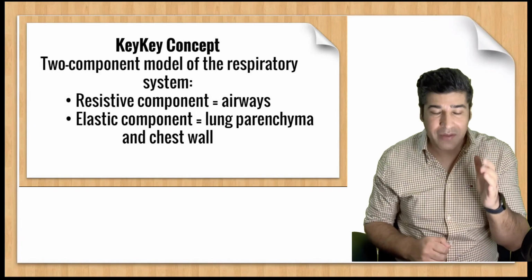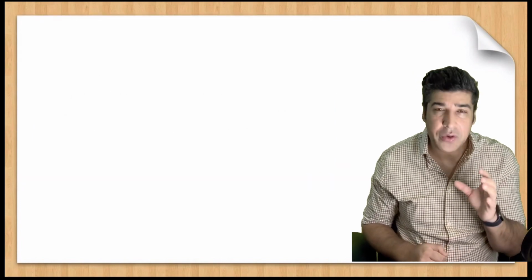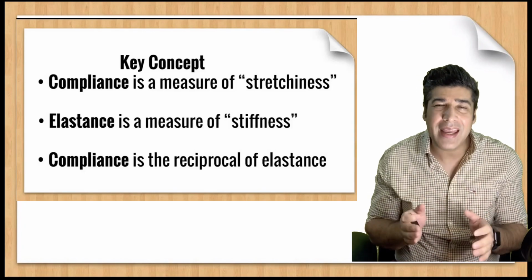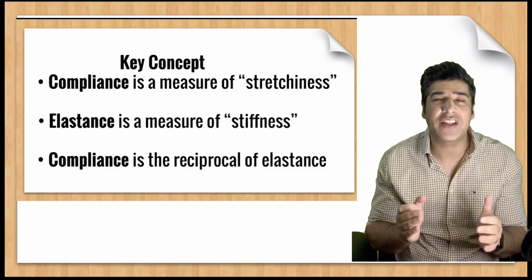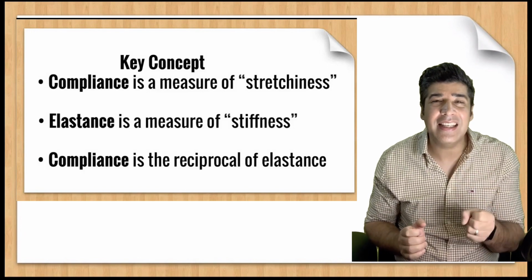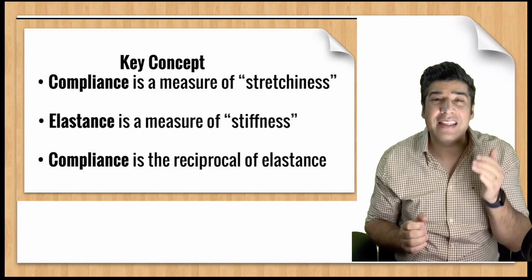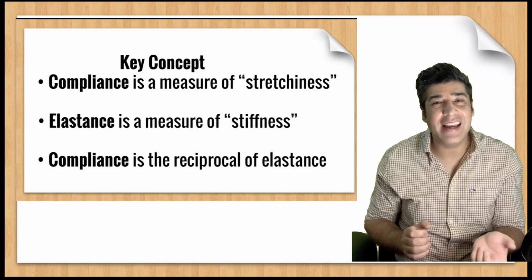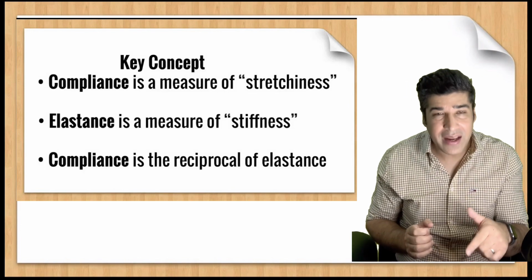Now, there are terminologies that we should know. What is compliance? Compliance is simply the measure of stretchiness. Second is elastance, which is the measure of stiffness. And third, compliance is the reciprocal of elastance.